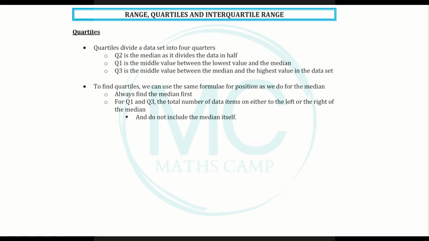To find quartiles, we can use the same formula for position as we do for the median. Always find the median first. For Q1 and Q3, the total number of items on either the left or the right of the median will show us Q1 and Q3. But when looking for these values, we do not include the median itself. Finally, let's look at the interquartile range. This is the difference between Q1 and Q3. So to find the interquartile range, we say the upper quartile Q3 minus the lower quartile Q1.